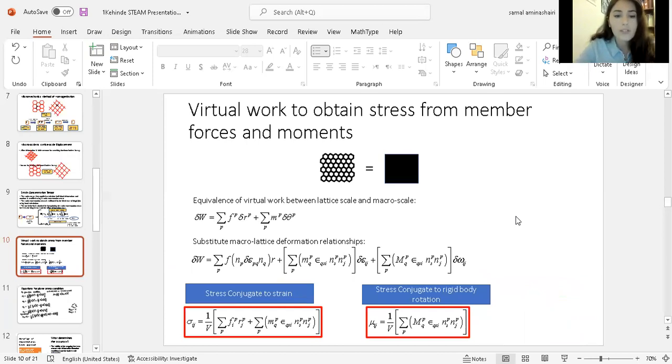To obtain the stress tensor from member forces, we use the principle of virtual work. In the first equation, we can see that the total virtual work in the macro scale is equal to the virtual work on each member due to the stretch and due to relative rotation. Substituting the macro scale to lattice scale deformation relationships, we can obtain a formula for the stress tensor. You can see here, this is the stress conjugate to strain, and this is the stress conjugate to the rigid body rotation for members. At this point, I would like to mention that all of this is quite recent work that we have done.